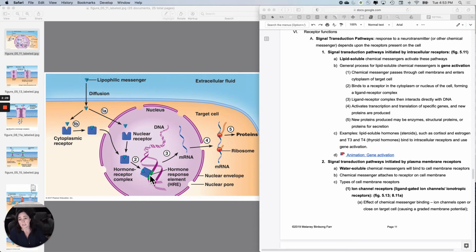And what it does is it initiates protein synthesis, which is transcription, translation. Now I have a new protein. That new protein could be structural, if it was, for instance, testosterone causing synthesis of myosin inside a skeletal muscle fiber. It could be functional, and then you would actually do secretion. So what kinds of things use this? Steroids and thyroid hormones are lipid soluble, and they very likely use gene activation as their signal transduction pathway.